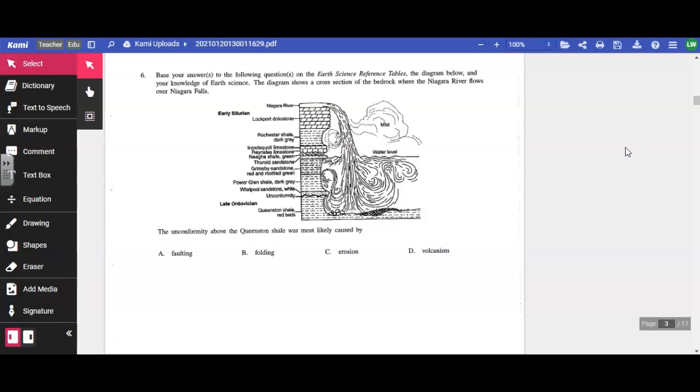Number 6. Base your answer to the following question on the Earth Science reference tables, the diagram below, and your knowledge of Earth science. The diagram shows a cross-section of the bedrock where the Niagara River flows over Niagara Falls. So we've got a big waterfall going on here. The unconformity shown in the Queenston Shale was most likely caused by what? A, faulting, B, folding, C, erosion, or D, volcanism, volcano. Why is there that unconformity there?